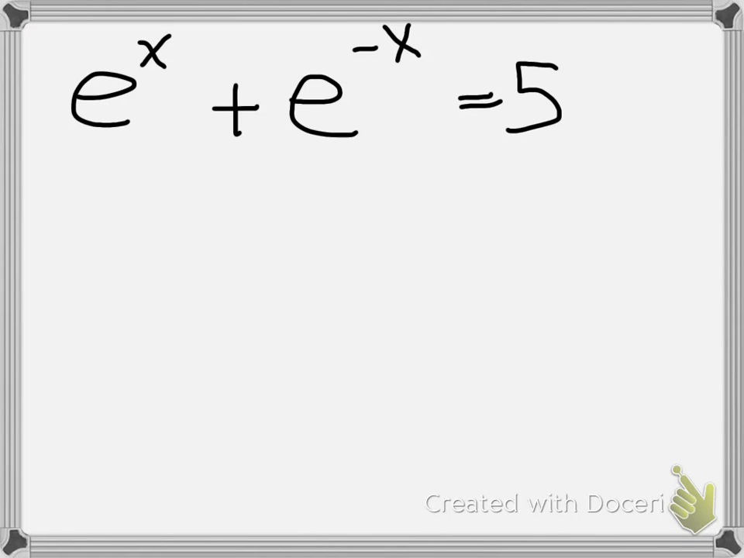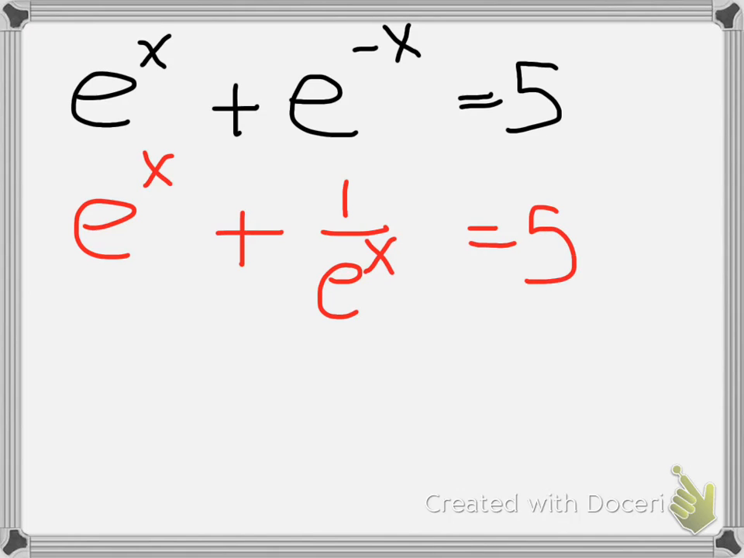Okay, so the question is to solve e to the x plus e to the negative x equals 5. So first thing we do is get rid of all the negative exponents. So all the negative exponents, e to the x stays, obviously, e to the x. E to the negative x can then become 1 over e to the x, and then equals 5.